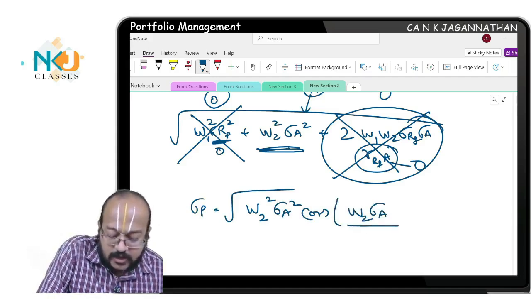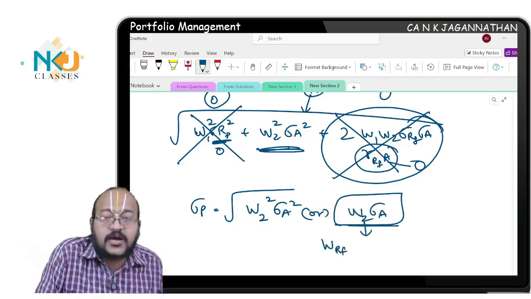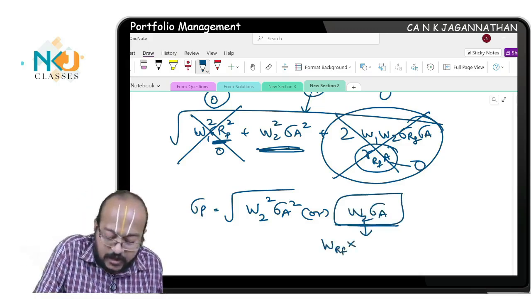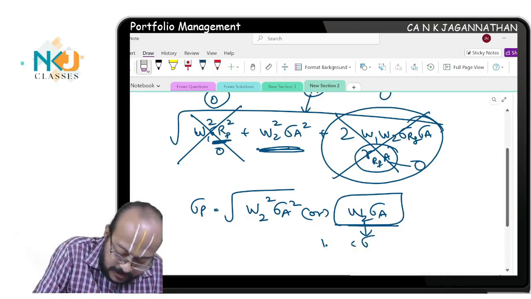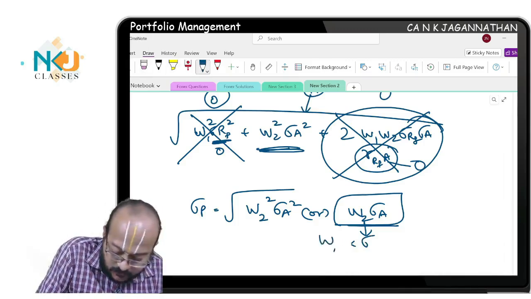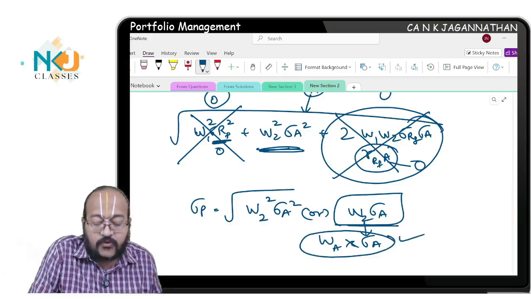Are you all understanding? Which means this is nothing but the weight of the risk-free asset, WRF, into sigma of the risk-free asset, plus the weight of the risky asset, weight of A, into sigma of A, the risky asset. This will become the portfolio risk formula.